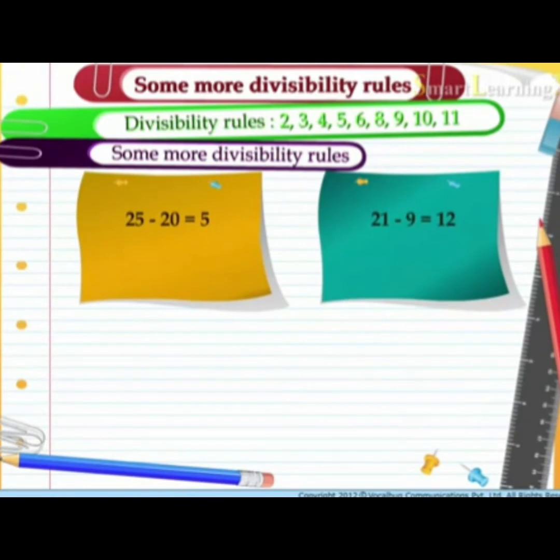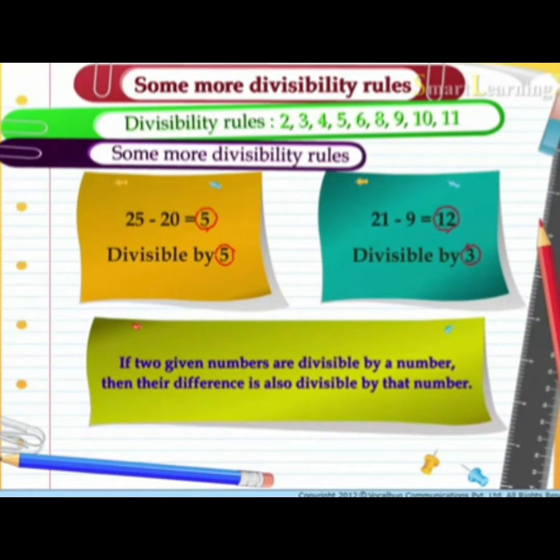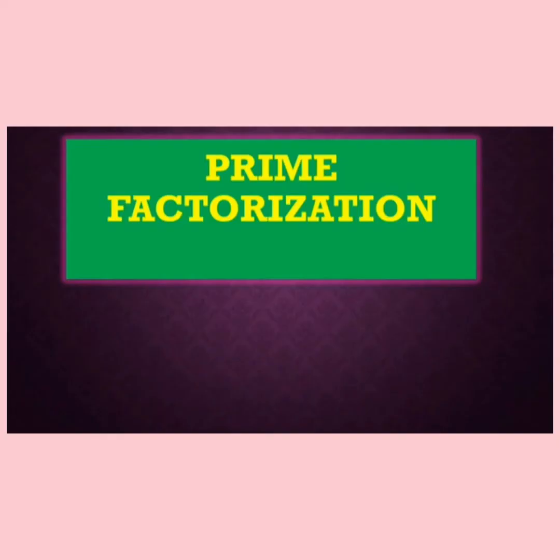For this, we subtract the numbers in each of these pairs to get 5 and 12. Observe that the remainders are also divisible by 5 and 3. Hence, we can say that if two given numbers are divisible by a number, then their difference is also divisible by that number. Prime factorization.